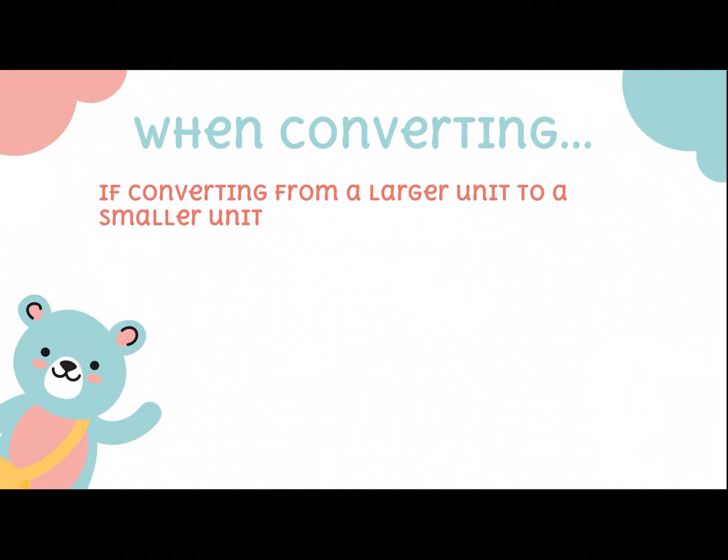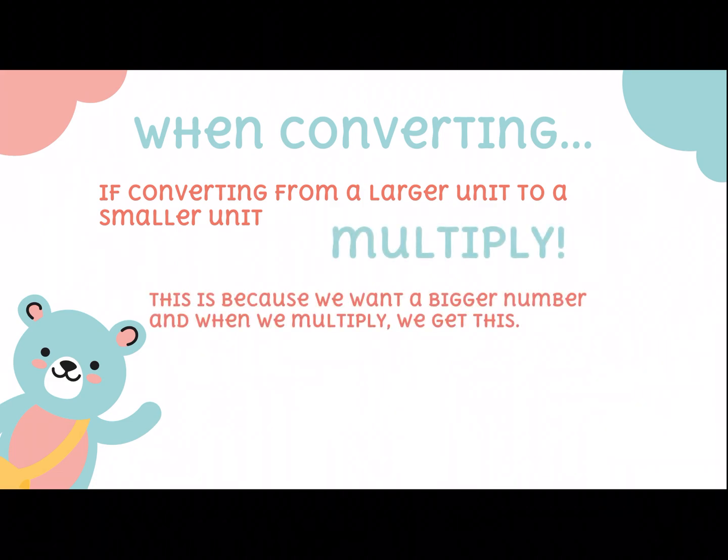So, two basic rules to remember. When you're converting from a larger unit to a smaller unit, remember to multiply. This is because we want a bigger number, and when we multiply, we get this. Now, you may be wondering why we need a bigger number when we're going to a small unit. So think of it this way.